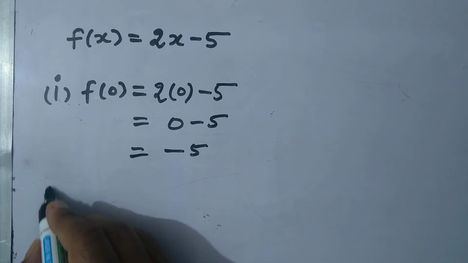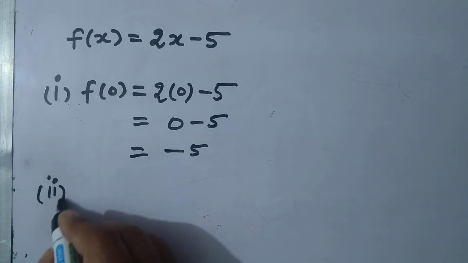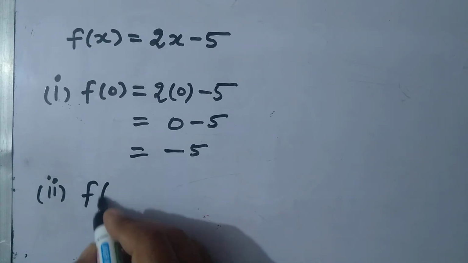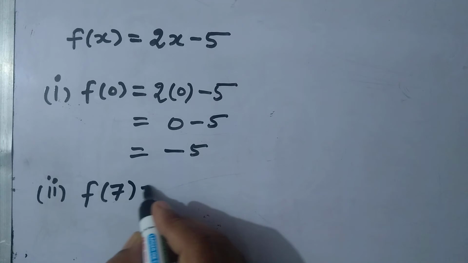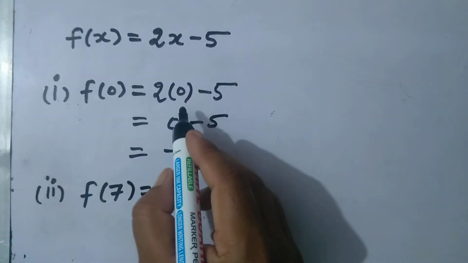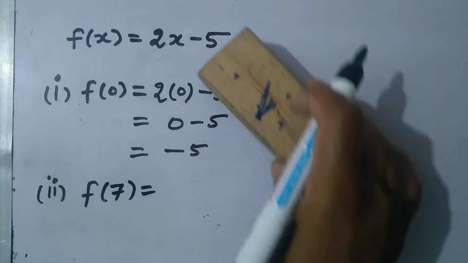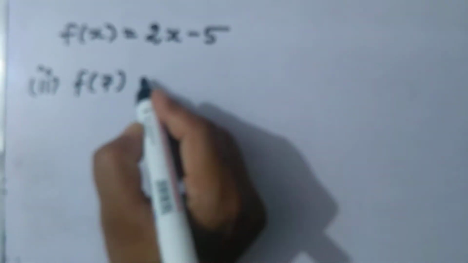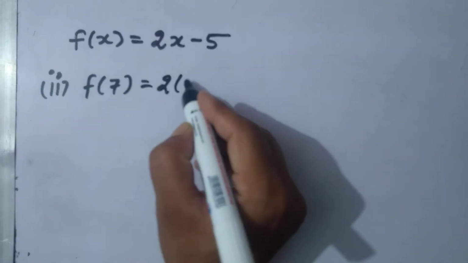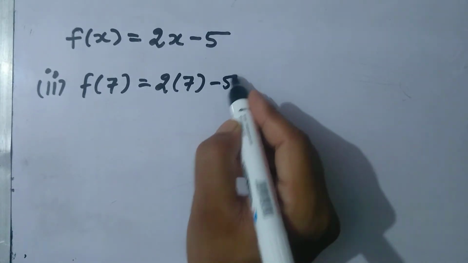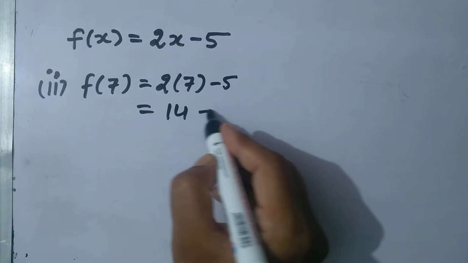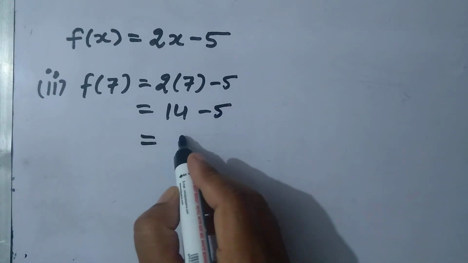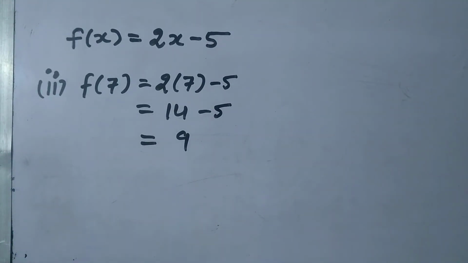Second, what is the second part? Find f of 7. Put now the value of x equal to 7. So f of 7 is equal to 2 into 7 minus 5, 14 minus 5, that is equal to 9. So this is the second part.